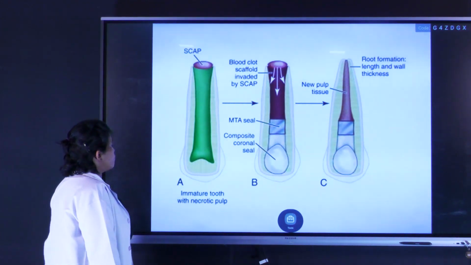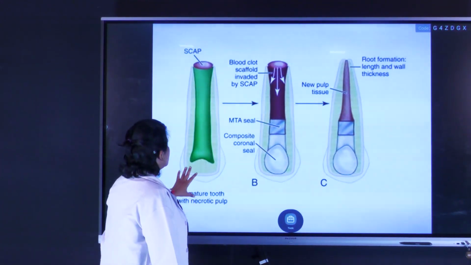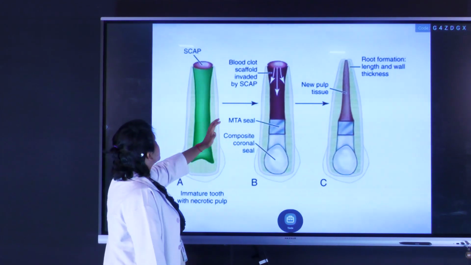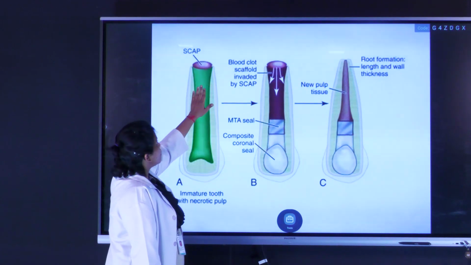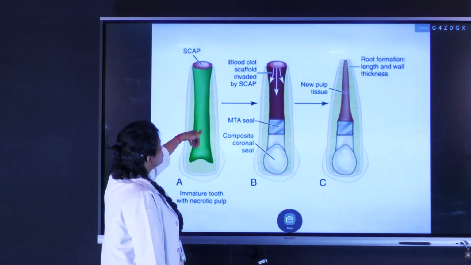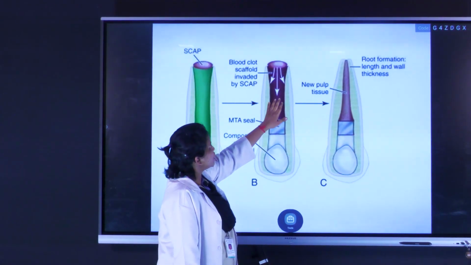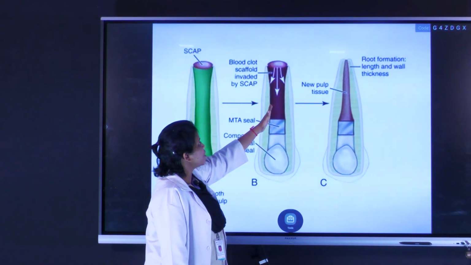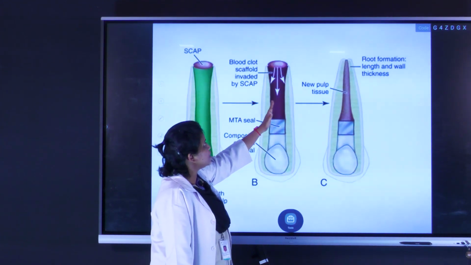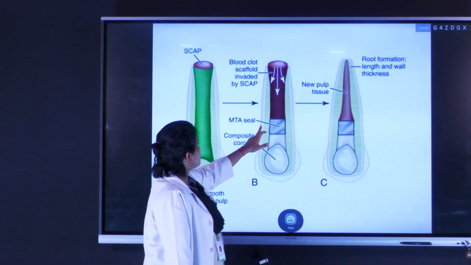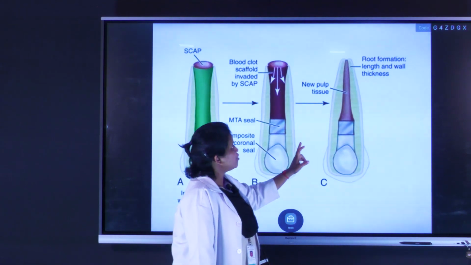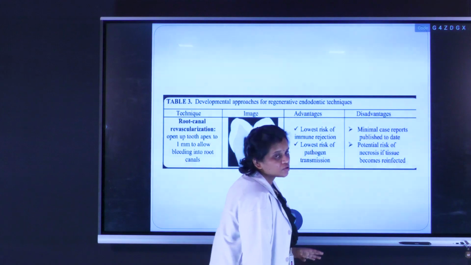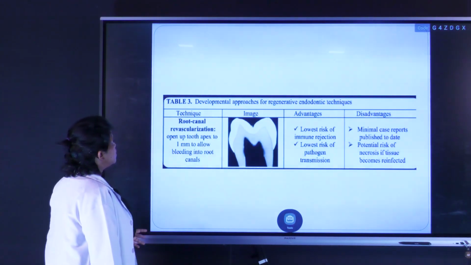This is also one of the images where we can see the immature apex. So the mechanism would be the formation of the root end. The mechanism explained is that the stem cells from the apical papilla will go into the root canal, and here they start differentiating and will give rise to odontoblast-like cells, which help in deposition of the root dentin and also form the apex. Here we can see the MTA, and this is the coronal seal. And over a period of time, we can see the root formation has taken place by increasing the length of the canals and also the width of the canals, right?